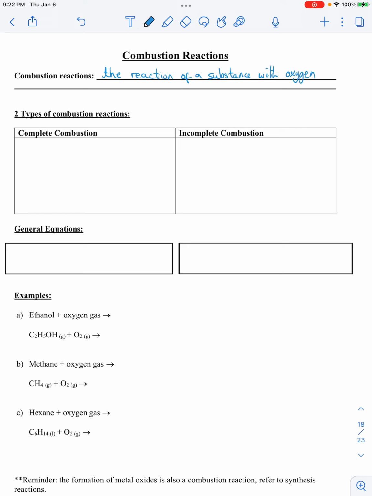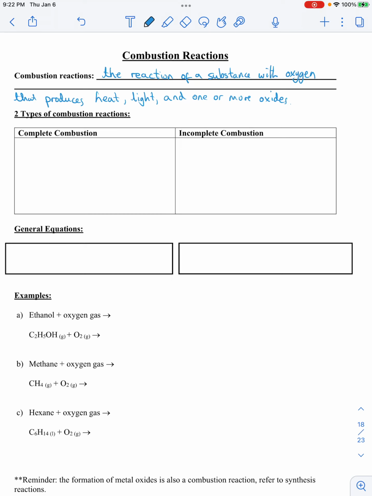Okay, so these are always going to be your reactants: some substance with oxygen. And it always produces, well, it's burning stuff, so we know there's going to be heat, light, and the products are always going to be one or more oxides, those being substances or molecules that contain oxygen.